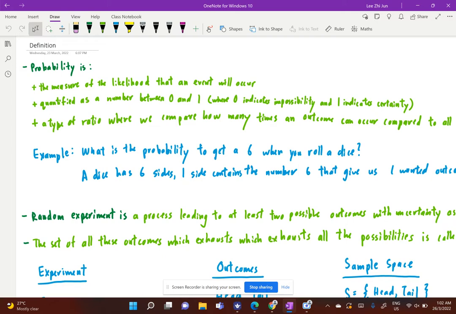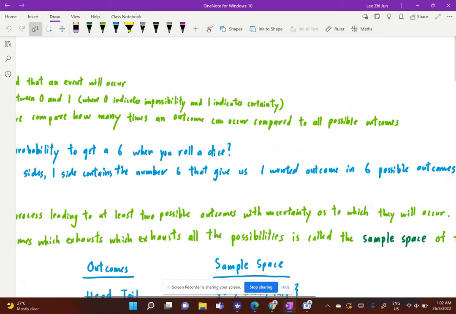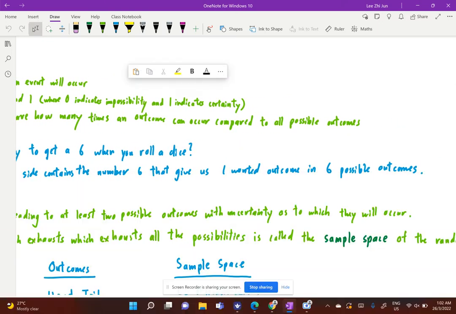For example, what is the probability of getting a 6 when you roll a dice? As you know, a dice has 6 sides: 1, 2, 3, 4, 5, 6. One side contains the number 6, which gives us one outcome in 6 possible outcomes. So it will be written like this: just one wanted outcome per 6 possible outcomes. So 1 per 6.